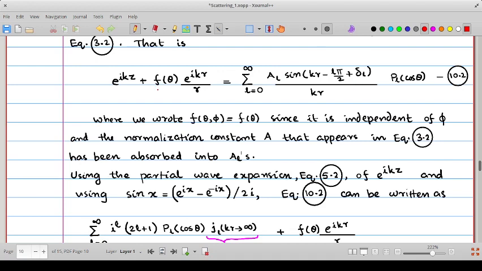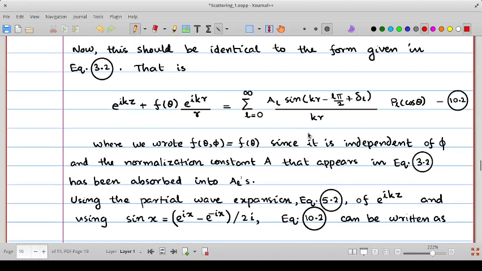Now here we have replaced f of theta, phi by f of theta because we have assumed that the potential is spherically symmetric and the incoming particle is in the z direction, and therefore there is a symmetry about phi, and therefore the wave function as well as the scattering amplitude f is independent of phi, and therefore we can write f of theta, phi as f of theta. And the normalization constant that would have appeared here can now be absorbed into these factors A L.